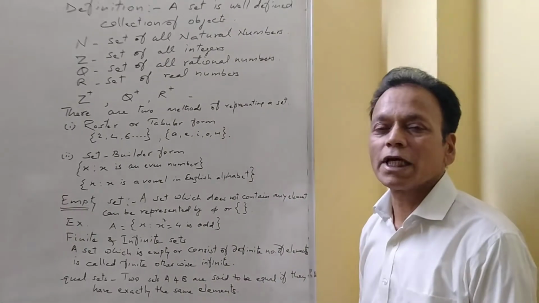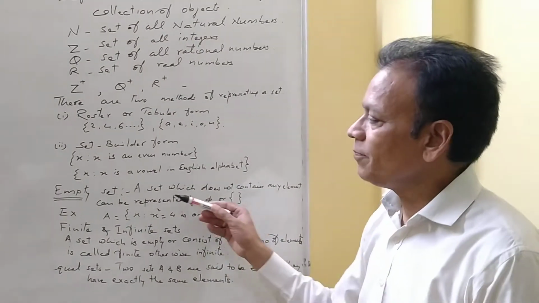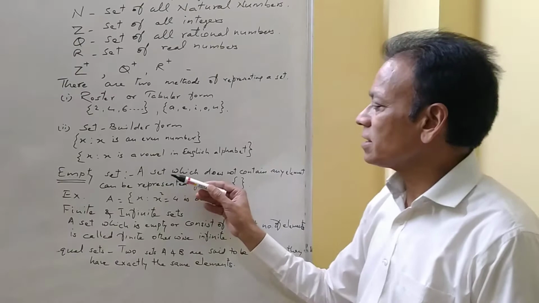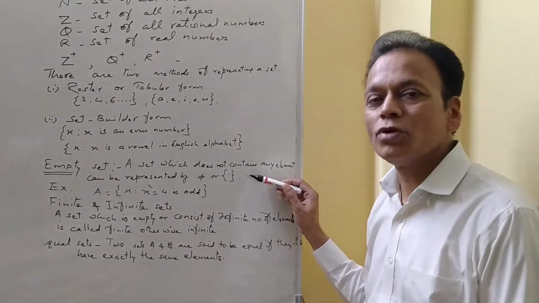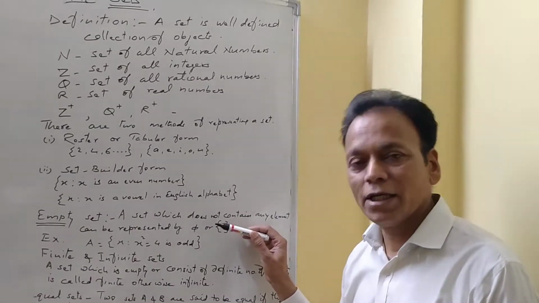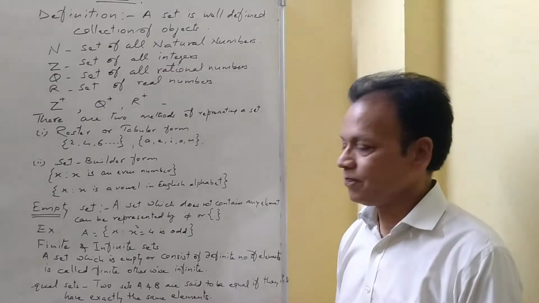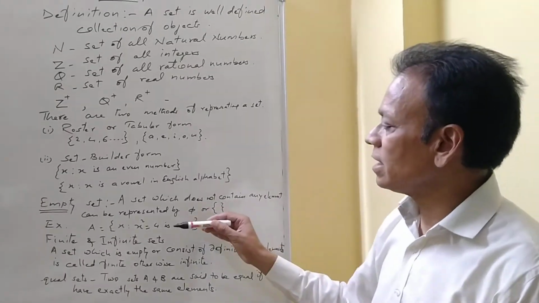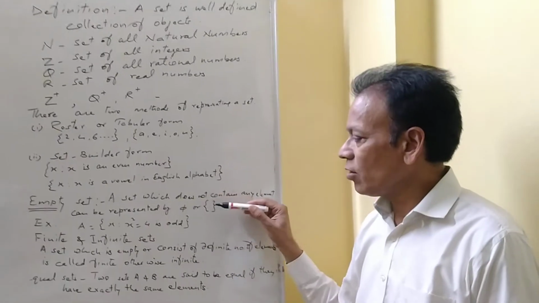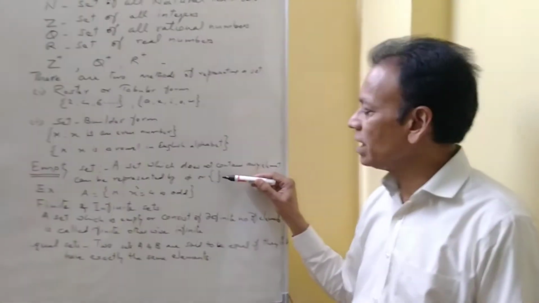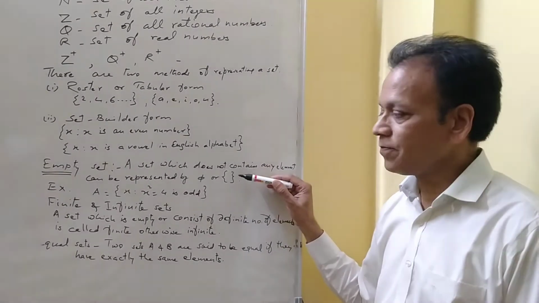Now we will talk about the types of sets. The very first is the empty set. The word empty says that it is a set which does not contain any element. If in a set there is no element, then the set is an empty set. The empty set is known as the null set or void set. We can represent this by phi or using two brackets with no element inside.